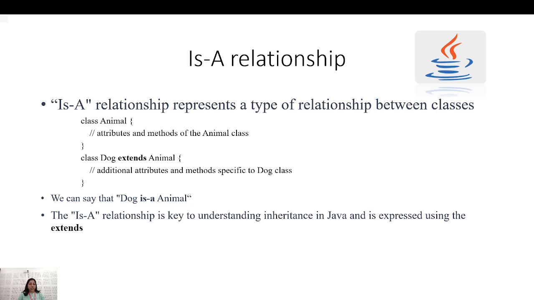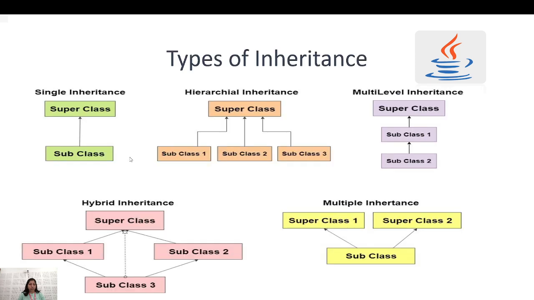The is-a relationship is key to understanding inheritance in Java and is expressed using the extends keyword. If I want to extend some class, then I have to use that keyword extends in my subclass.